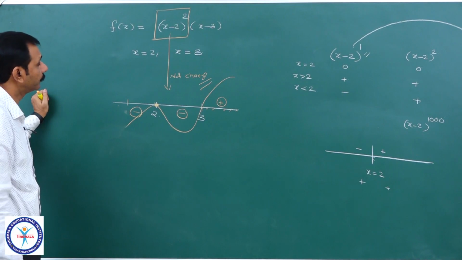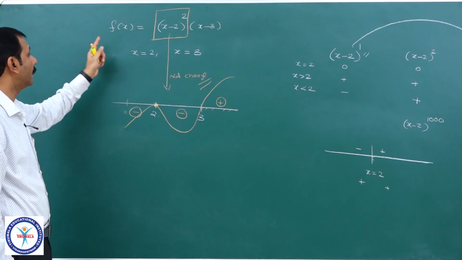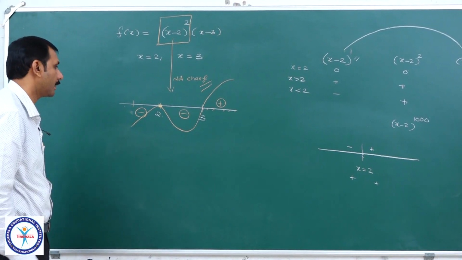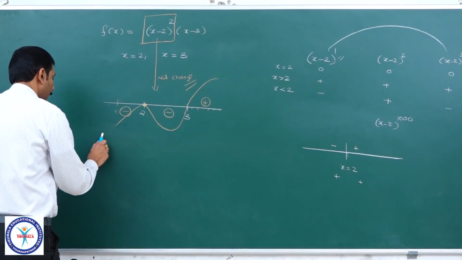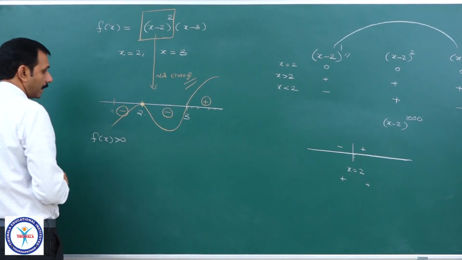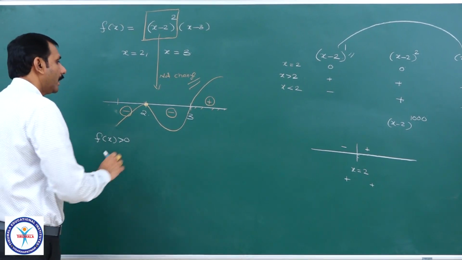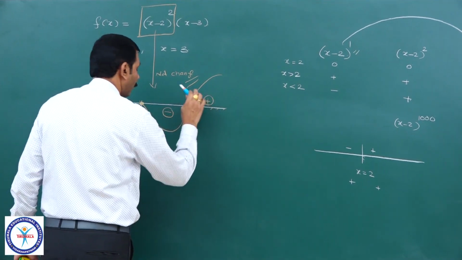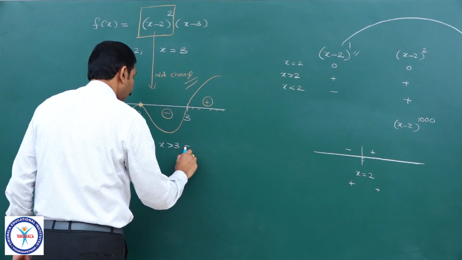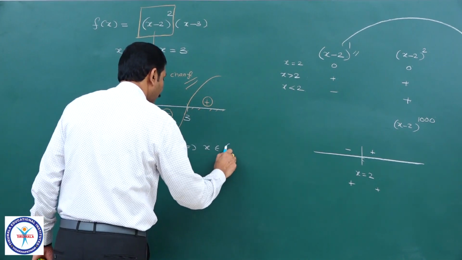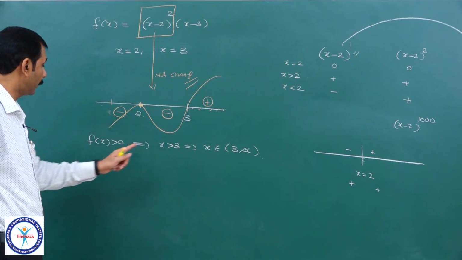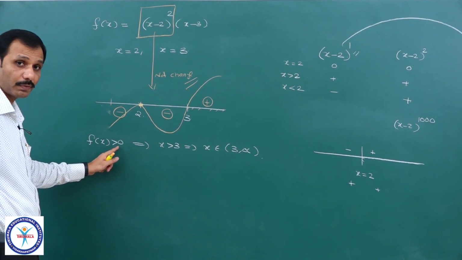Now observe, if I want to write the values of x where it is positive, where it is negative, and where it is equal to 0, you see. I want values of x where it is greater than 0. Greater than 0 is only after 3, that implies I can write x greater than 3, that implies x belongs to open 3 to infinity. Open 3 to infinity because greater than 0.